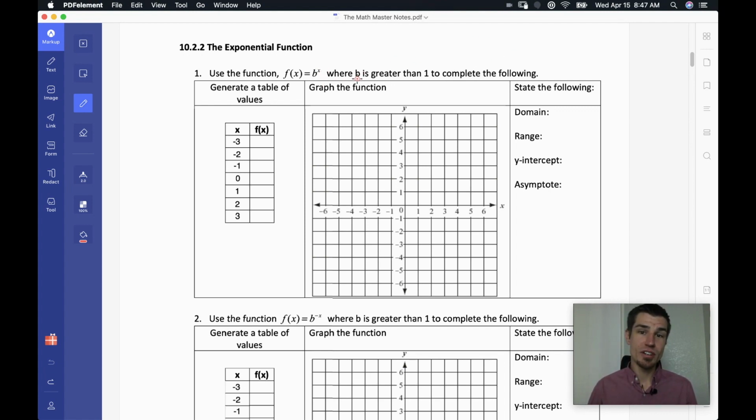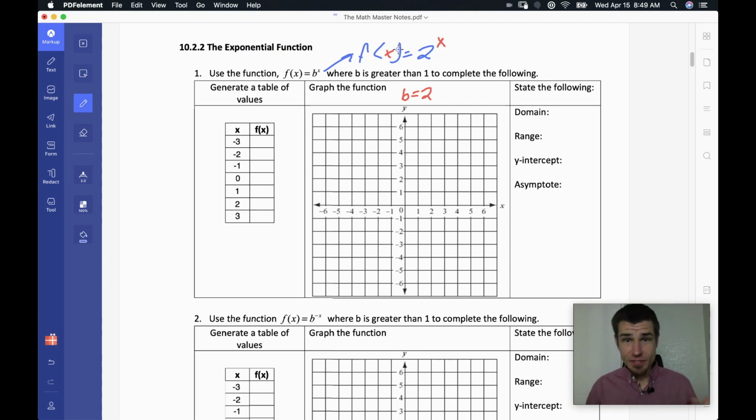So what we want to start doing is checking when b is greater than 1. Okay, we're going to play around with b a little later, but generally speaking, when we want to look at properties of the exponential function, when b is greater than 1, we just choose 2. It just makes our life easier. So if we choose b to be 2, then this means that our function f of x will be 2 to the power of x.